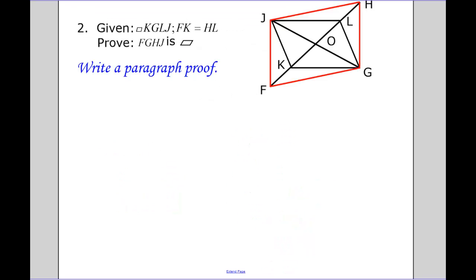Okay, next example. We are given that this symbol means parallelogram. So KGLJ is a parallelogram. I know that FK is equal to LH. I need to prove that the red piece, FGHJ, is a parallelogram. Okay, so let's write a paragraph proof.